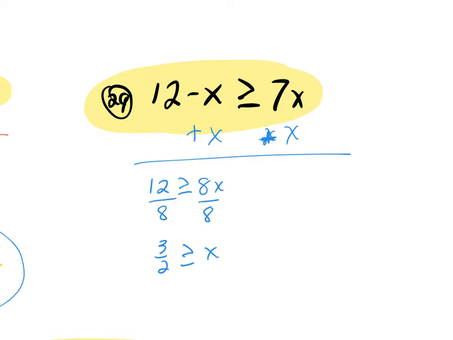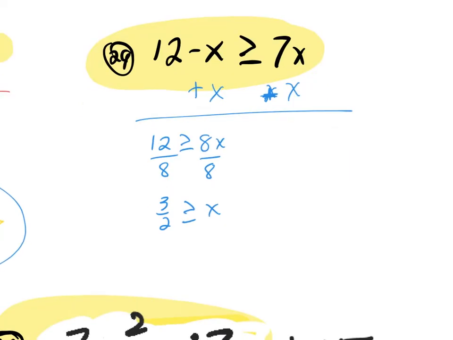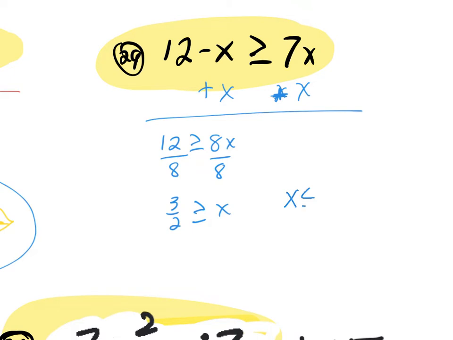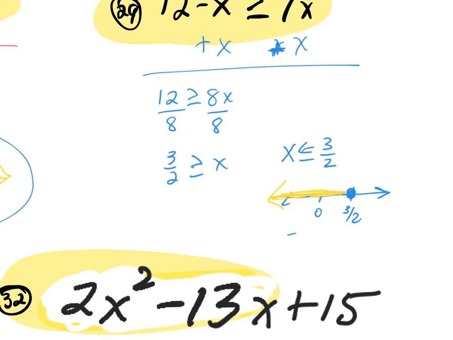I personally would rewrite that so x is on the left-hand side. I would write it as x is less than or equal to 3/2. And then I'm going to graph it. What kind of a dot do I have at 3/2? It's closed. Good. And then which way am I going to color? To the left. Good. So my interval notation, we go left to right, would be -infinity to 3/2. And I would have a bracket right there.